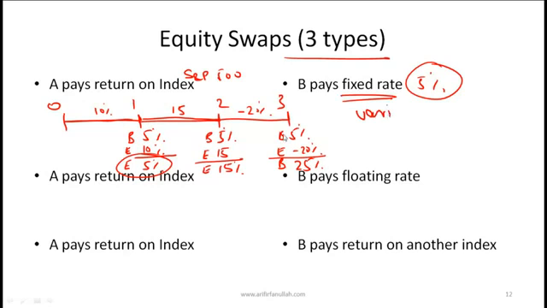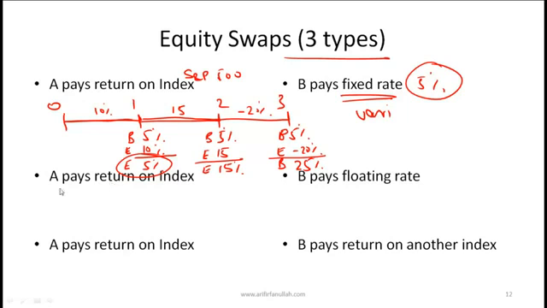Notice that the payment over here, when the index went down, the payment for the fixed rate payer, which is B, is actually 25%. So when the index goes down, the fixed rate payer has to make an extra payment. So we say that in an equity contract, the fixed rate payer might also have to make a variable payment. Now, what are the two other types of equity swaps?